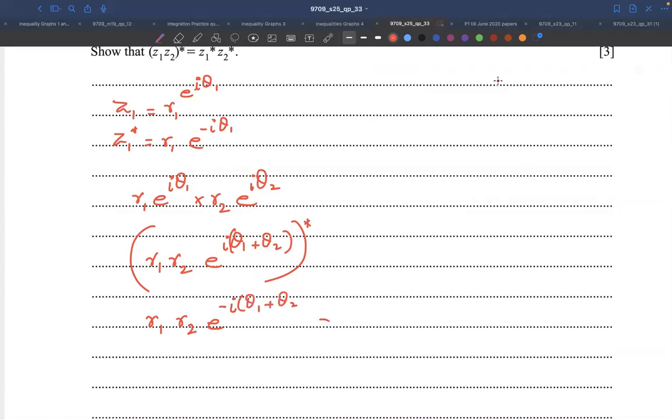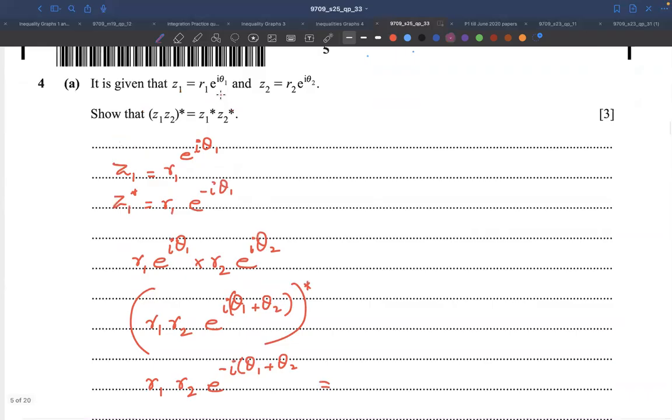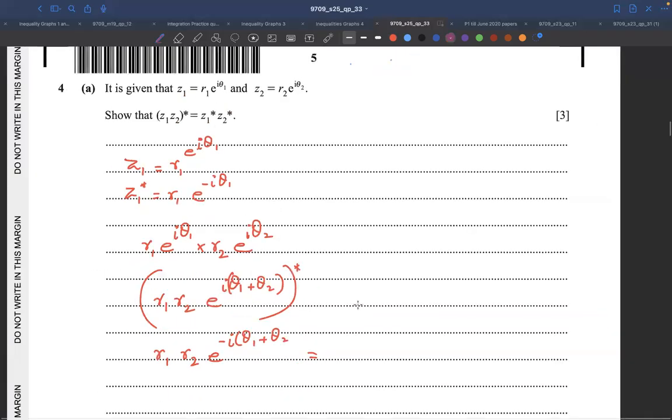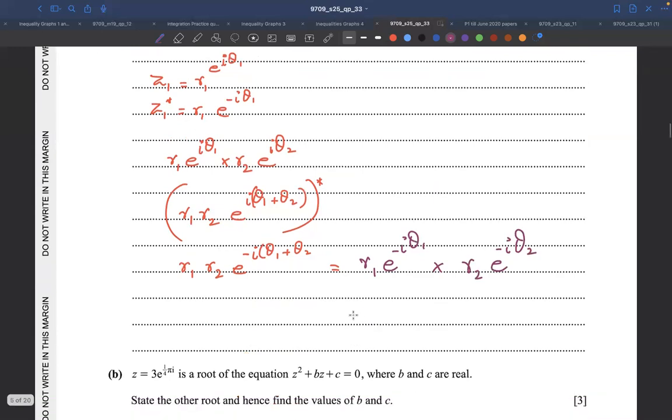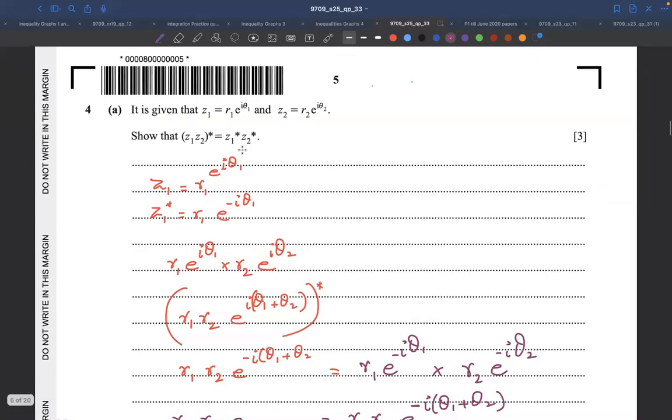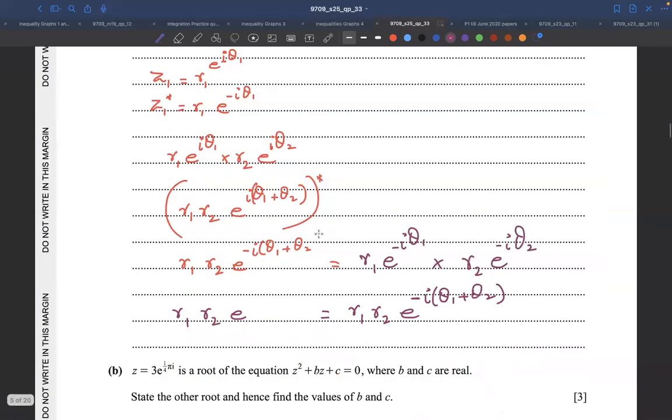And now we have to prove that this is equal to Z1 conjugate times Z2 conjugate. So Z1 conjugate would be R1 e to the power minus iota theta 1 times the conjugate of Z2, which would be R2 e to the power of minus iota theta 2. Now, if we simplify this, when we multiply, the powers add up, and we can write it as e to the power minus iota (theta 1 plus theta 2). So we have proved in the first step that the conjugate of Z1 Z2 is the same as multiplying the conjugates of Z1 and Z2. So that was the first step.